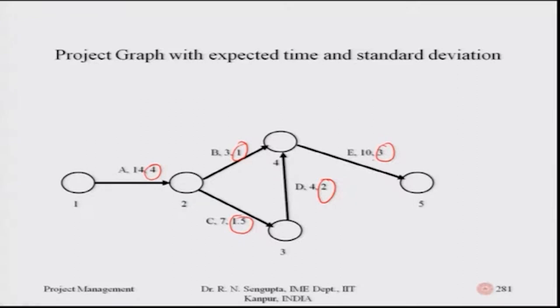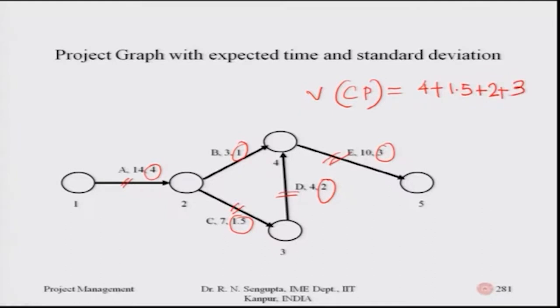It should be mentioned very explicitly in the problem whether they are variances or standard deviations. If they are variances, then to find the variance of the critical path, through 1, 2, 2, 3, 3, 4, and 4, 5, you add 4 plus 1.5 plus 2 plus 3. So the overall variance for the critical path, where V is the variance and Cp is the critical path, would be 4 plus 1.5 plus 2 plus 3.